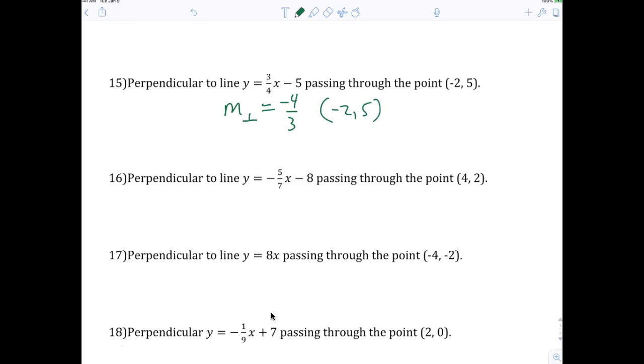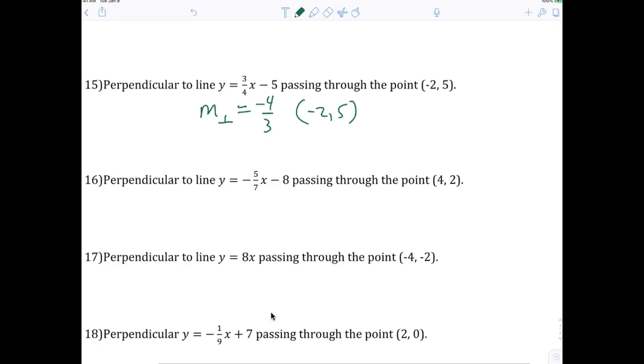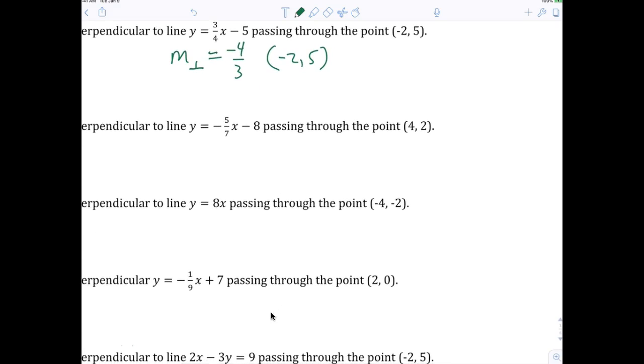Passing through what point? -2, 5. So someone who is brilliant, give me the equation of the perpendicular line. Go. y minus 5 is equal to -4/3 times (x plus 2). You are brilliant. All right, now we're going to demonstrate this to show you it's the perpendicular.